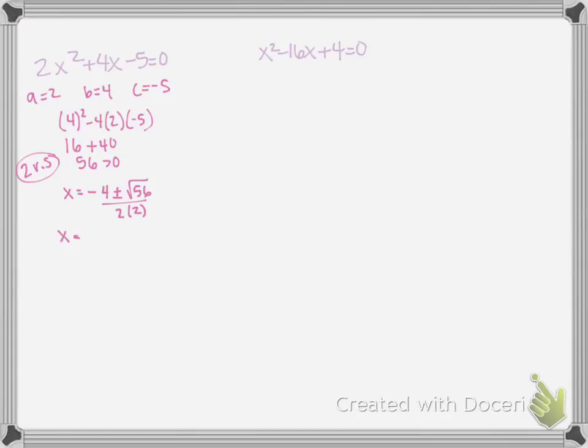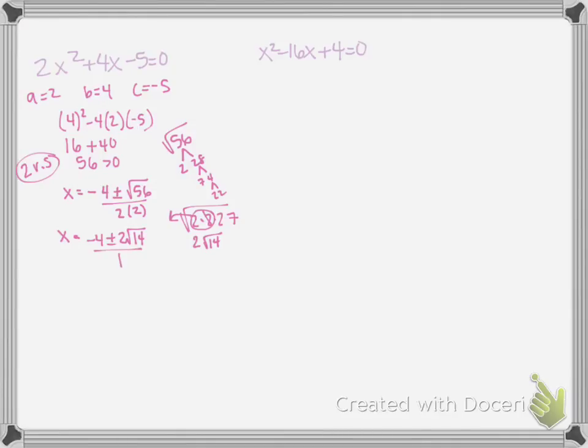X is equal to, I got to break down that 56. So, got 2 and 28. This I could do 7 and 4, 2 and 2. So 2, 2, 2, 7. Pair them up, one escapes, one dies. So I have 2, and then 2 times 7 left in there is going to get me 14. So negative 4 plus or minus 2 square root 14.